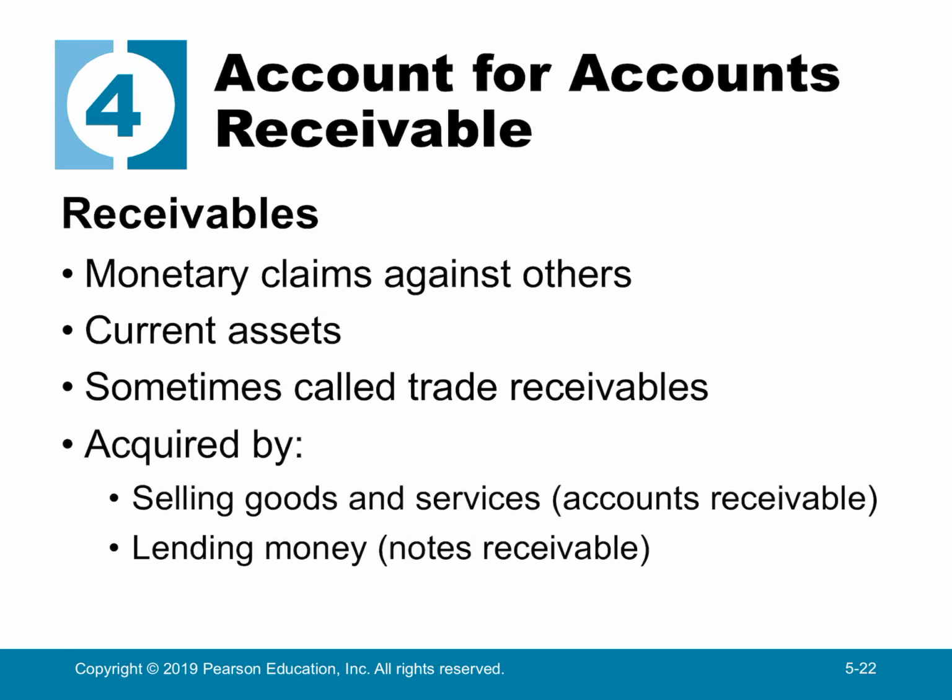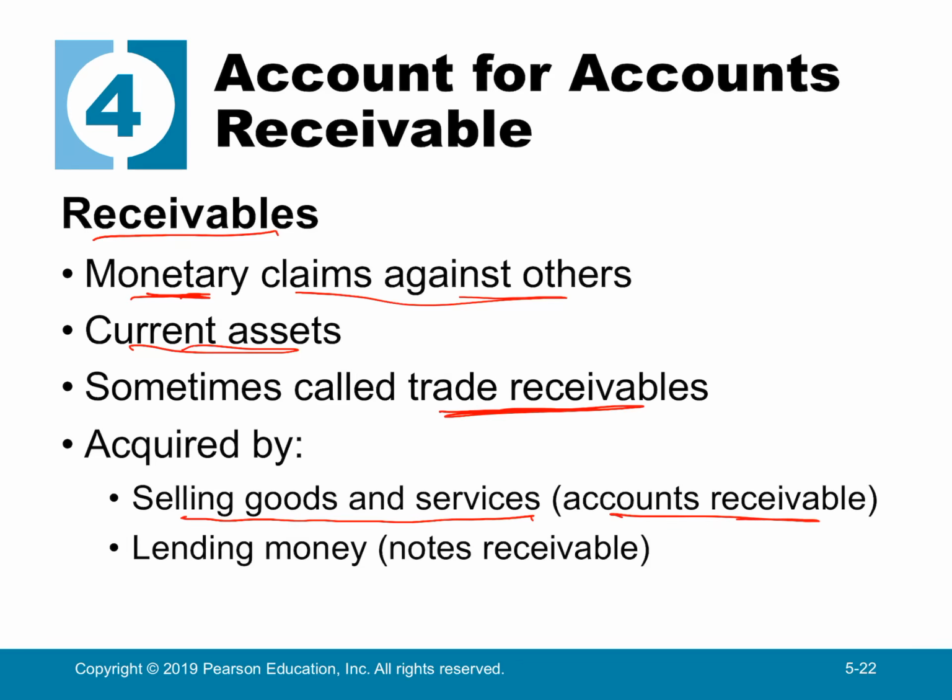So let's look at accounts receivable now. So as a reminder, what are receivables? They're monetary claims against others. It's a current asset. We usually expect to collect it within 1 year. Very often you'll see the word trade receivables used, so they mean really the same thing. The reason you get receivables is by selling goods and services, right? Accounts receivable. Or if you lend money to somebody, that would be a note receivable.